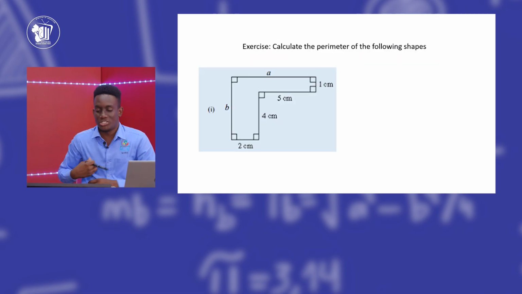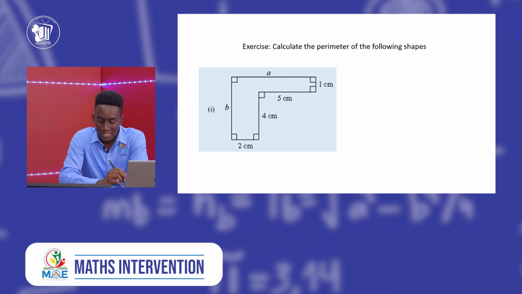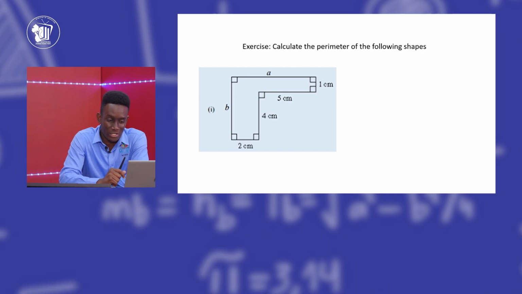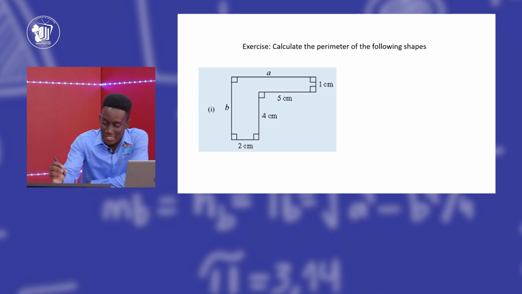Now let's look at this last shape. So we're asked to calculate the perimeter of this shape. So once again, we see some sides are missing, but in this case, we have to add some sides to get the missing sides. In the previous one, we had to do some subtraction. So let's see what we do when we have to add the sides. So we don't know the length of this side. So let's see what we can do.